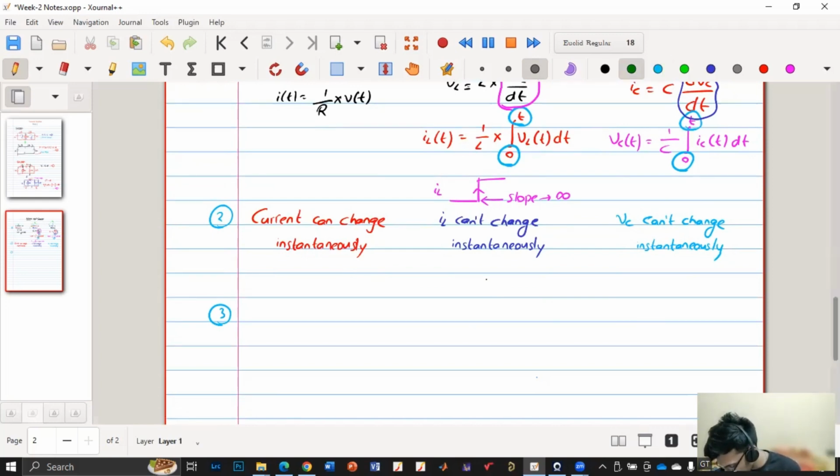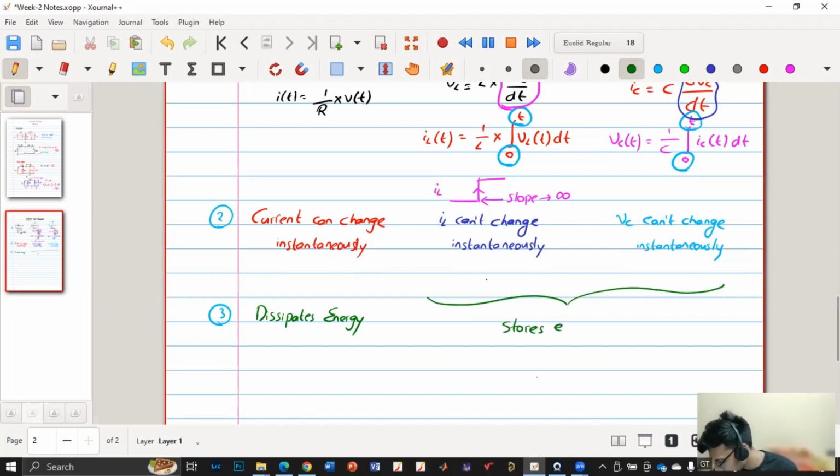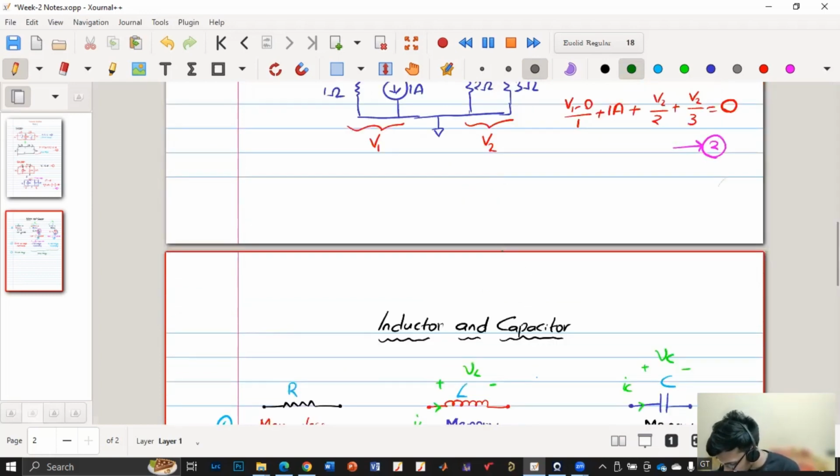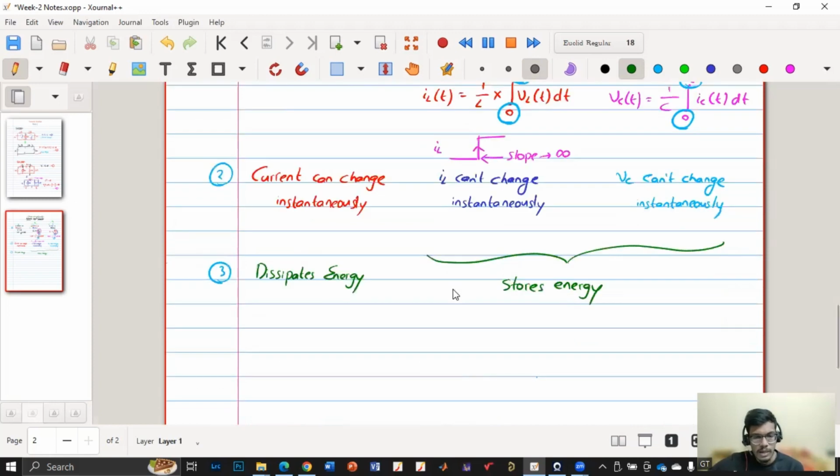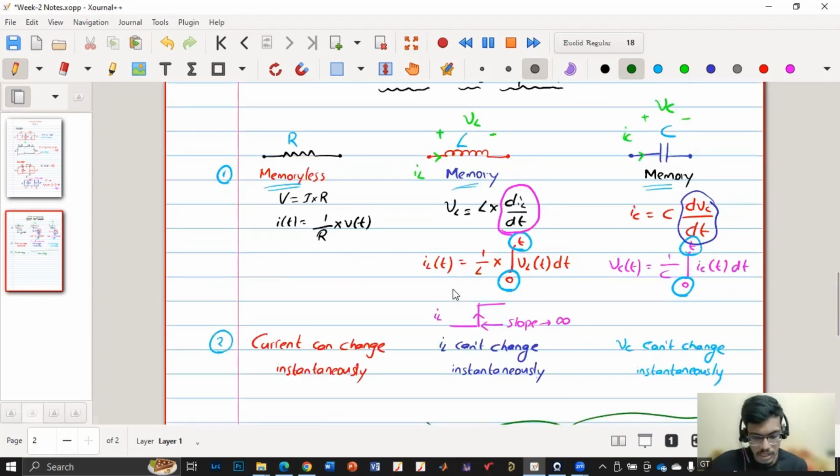So resistor dissipates energy, and these two store energy. So that's why we call them energy storing elements, the inductor and capacitor. So as we have said, energy storing elements. Okay, so now we have discussed the inductor and capacitor voltage and current relationships and why they are called memory elements and memoryless elements.